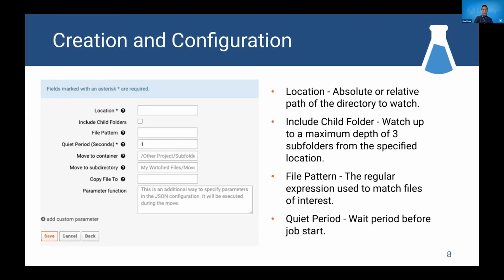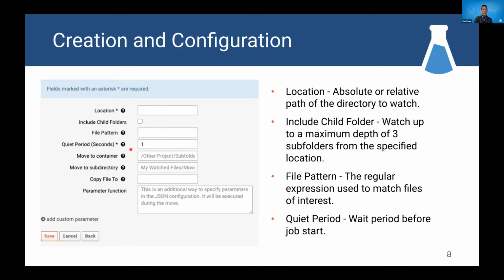If it's an absolute path, you can go outside of the pipeline root. The include child folders option gives you the ability to search in subfolders of the location, up to 3 subfolders, for the file pattern. The file pattern is a regular expression that we'll talk about a little bit more because there's some complexity in here. This is basically the pattern of the file that you're searching for.